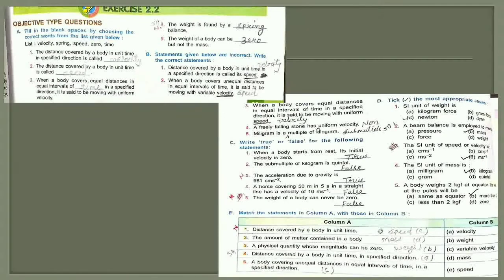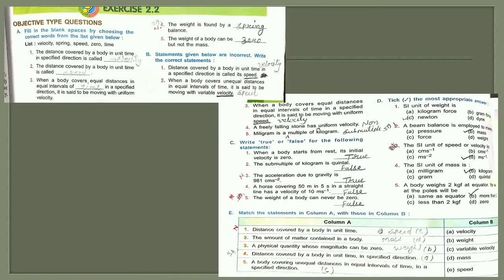Fifth one, the milligram is the multiple of kilogram. No, milligram is the sub multiple of kilogram. Okay. Now next question is the true false. First one, when a body starts from rest, its initial velocity is 0. True. Initial velocity, that means the speed from the starting point. If it is at the position of rest, that means it is not moving. So it has the 0 velocity. So answer will be true.